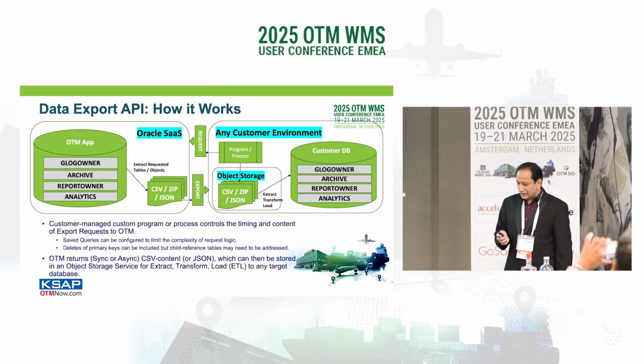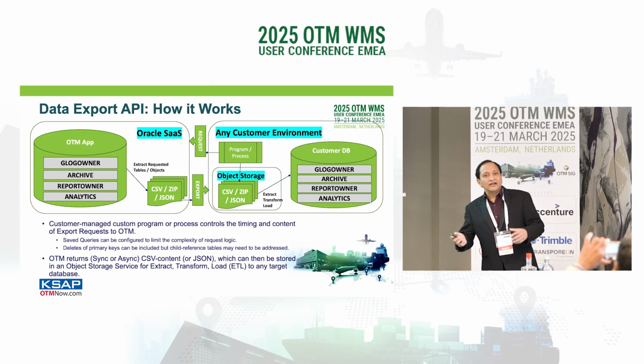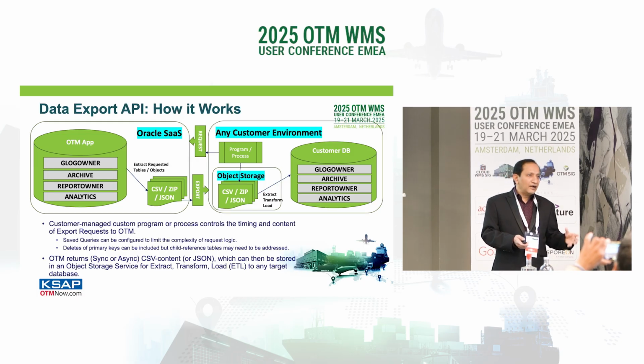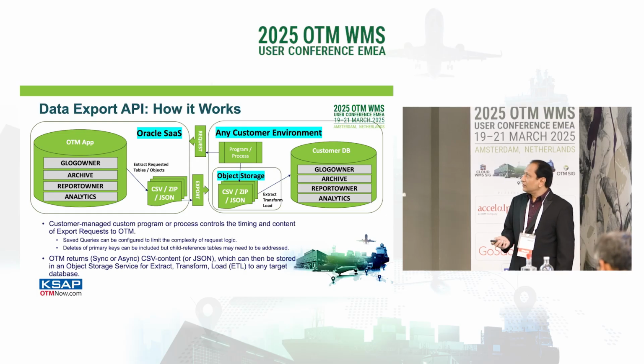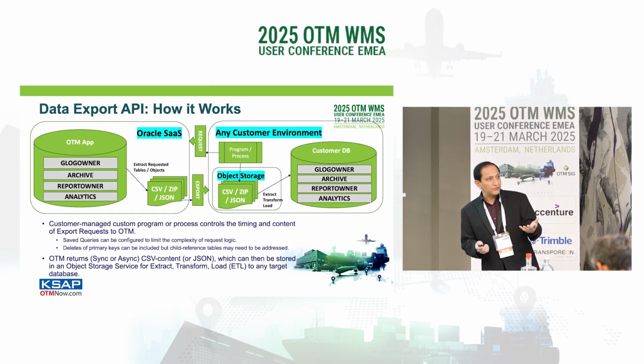So it's not recommended to use synchronous option. So when you make an async request, it goes to the OTM application server, and what is returned is either a compressed CSV file, data in CSV format, or it's written in JSON format. It depends on how you made the request.